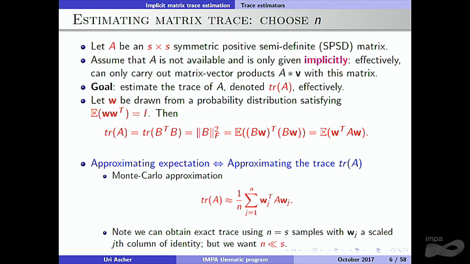If you say, oh, let n be S, then I have once again nothing to say. Because if you allow me to choose S vectors in doing that, I will choose the identity matrix, and here it is, the matrix A discovered. So with S samples, I can choose them such that A is in my hand. But we want to get away with little n being much smaller than the size of the matrix S.